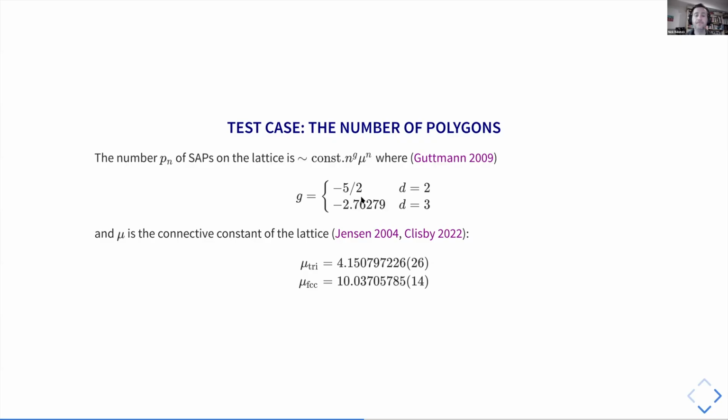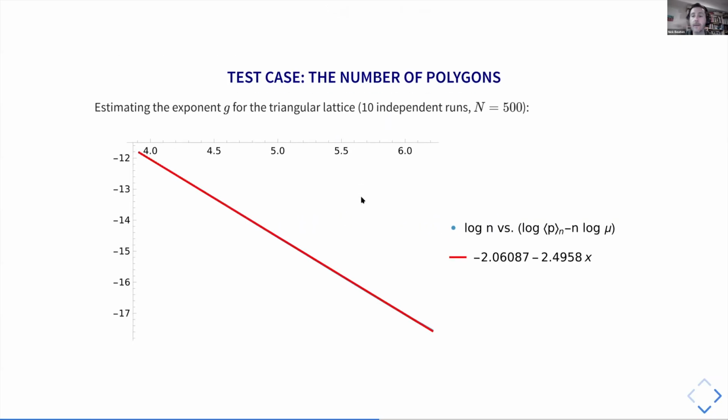the same exponent. And so the way I'm doing that here is I'm taking my estimates, I'm taking the log of that number, I'm subtracting away the exponential part, and I'm plotting this against log n. And what I would hope to have is a straight line where the slope is that exponent. And so here this is the data, and I fit it to a straight line, and we can see that the slope of the straight line is very, very close to -5/2, which is what we want. So the algorithm does seem to work pretty well, at least for polygons.